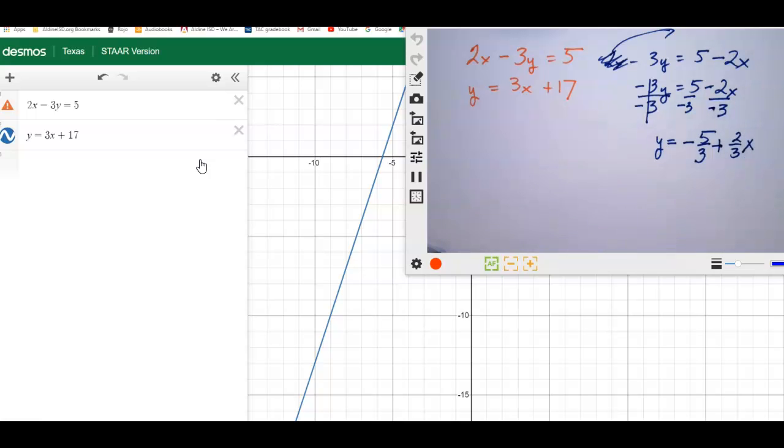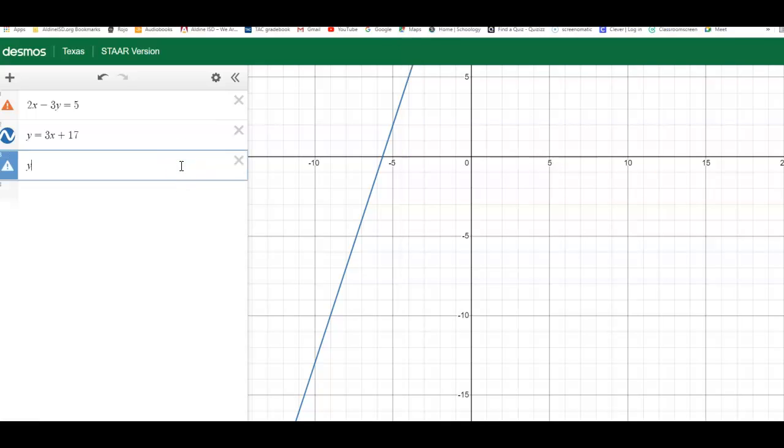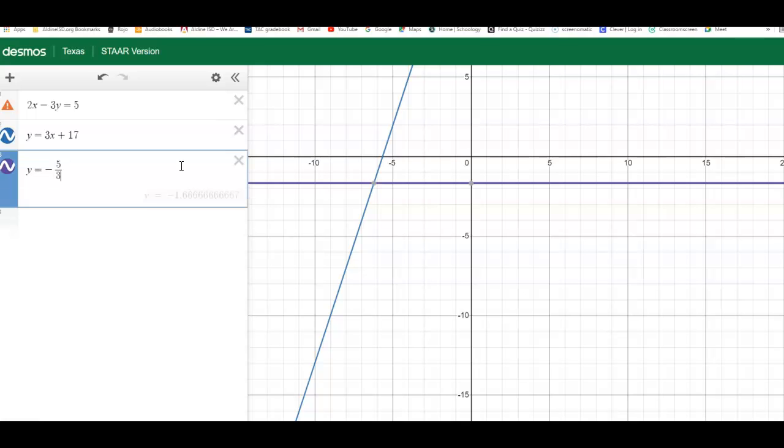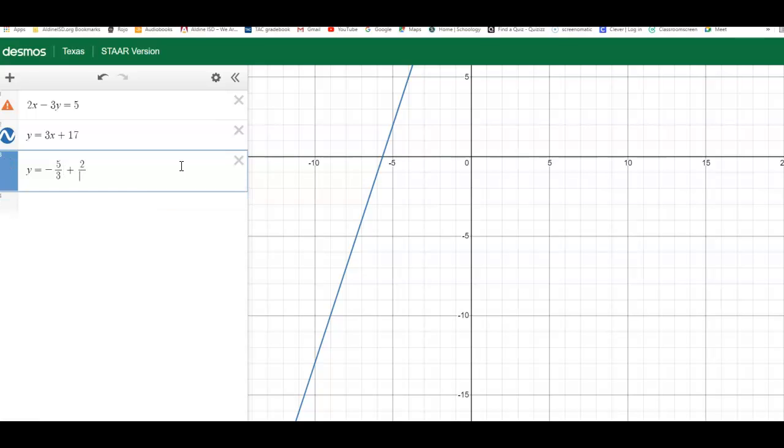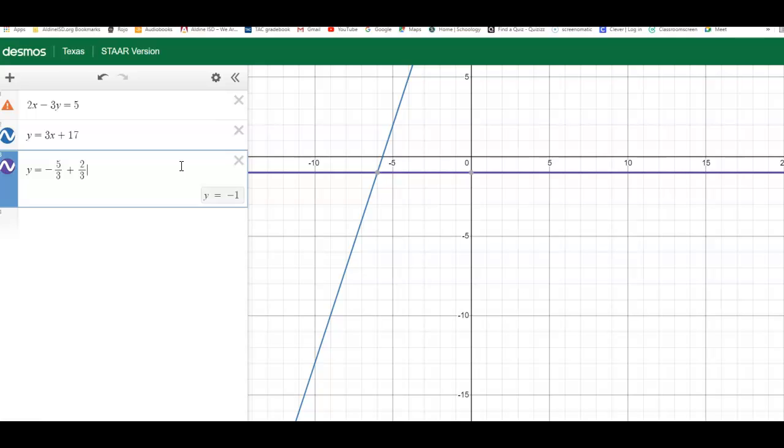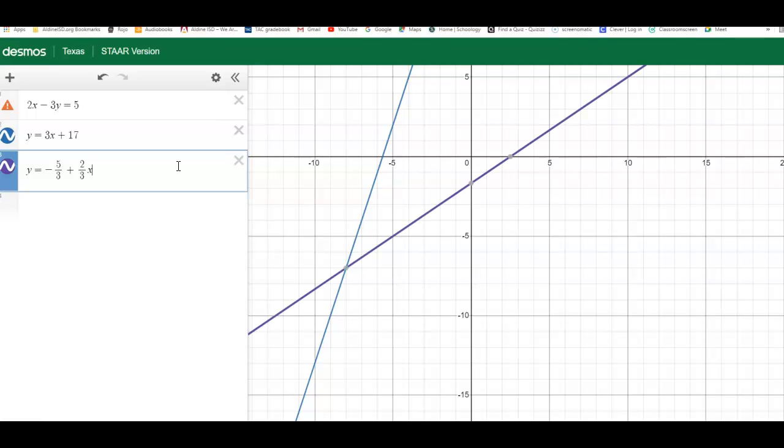So now we're ready to put that in. Y equals negative 5 divided by 3, minus 2/3 x. And there is our answer right there, negative 8, negative 7. So I've now given you 3 problems to practice in case you want to change it from standard to y equals so that you can use Desmos.